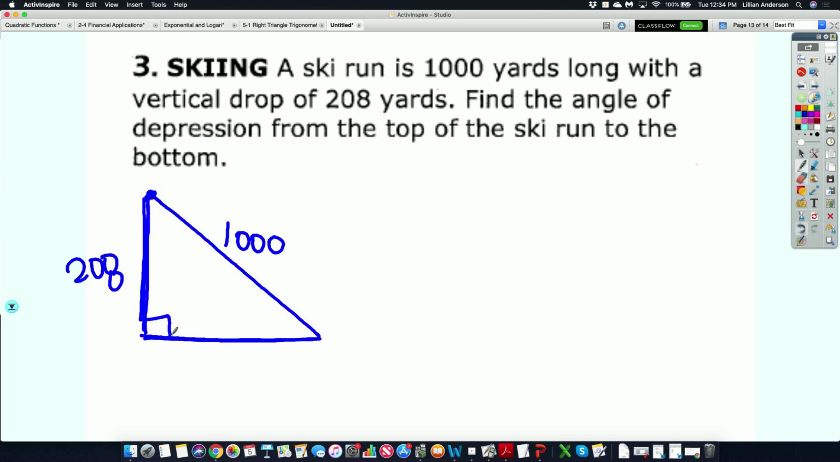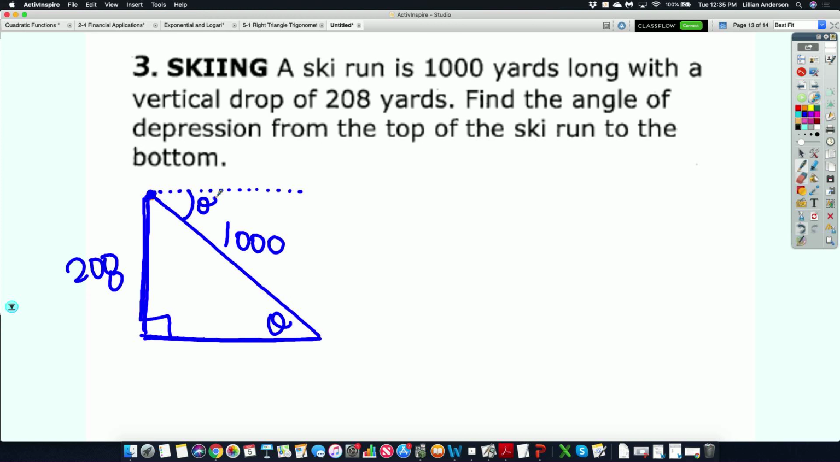Now when it says find the angle of depression from the top of the ski run to the bottom, that means I'm looking for an angle. Which angle am I looking for? Be a little more specific. Top angle, bottom angle. It's technically the bottom, because before they started going down the hill, they looked out one last time. So this would be your theta, and of course, alternate interior angles are congruent.